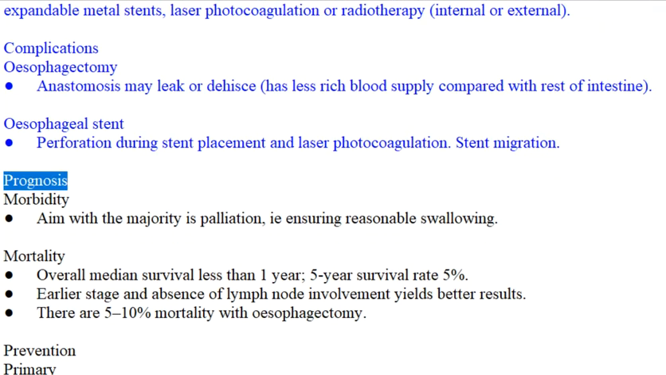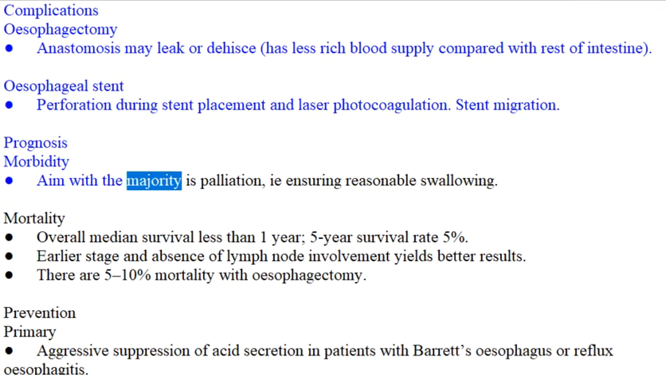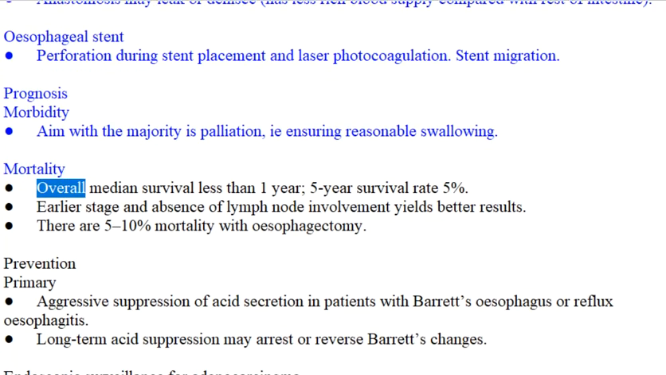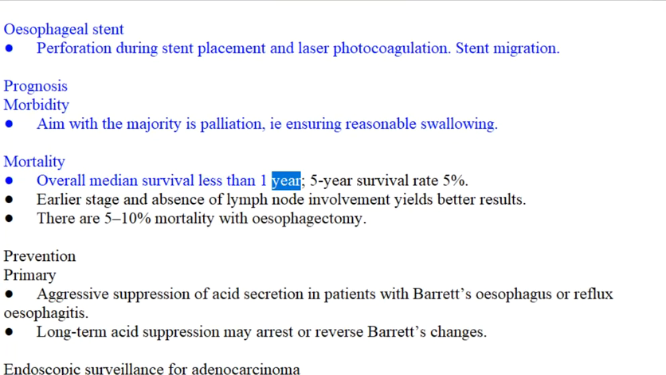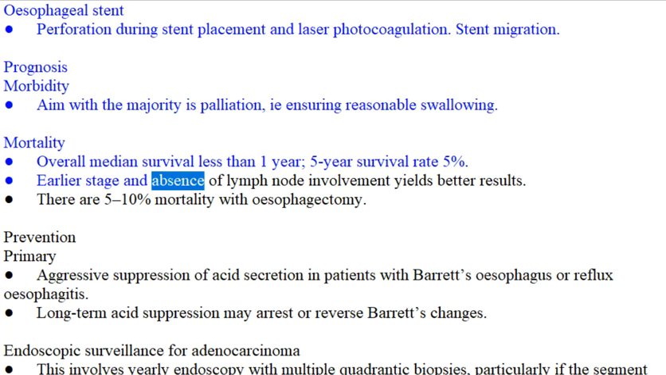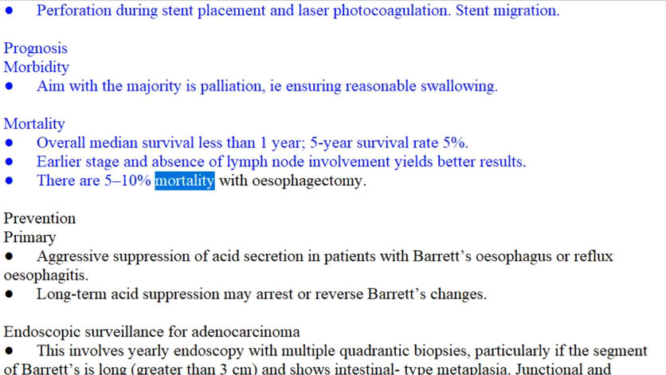Prognosis. Morbidity. Aim with the majority is palliation, i.e. ensuring reasonable swallowing. Mortality. Overall median survival less than 1 year, 5-year survival rate 5%. Earlier stage and absence of lymph node involvement yields better results. There are 5–10% mortality with esophagectomy.